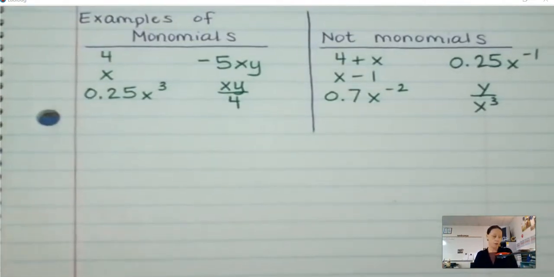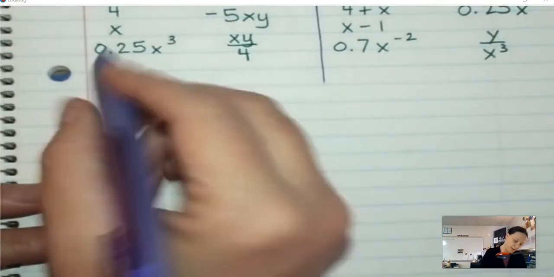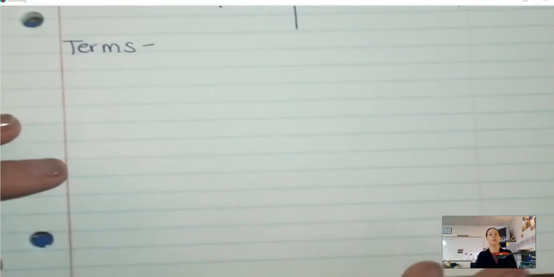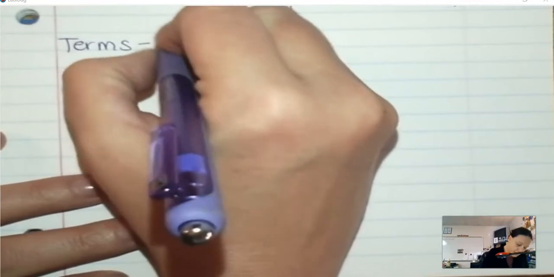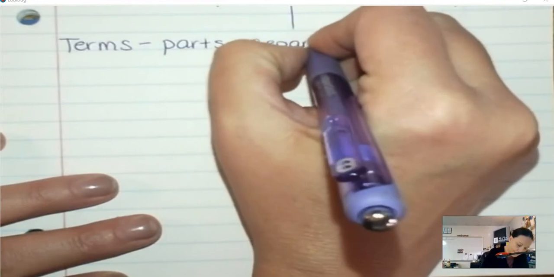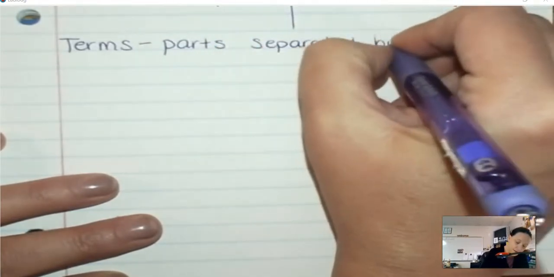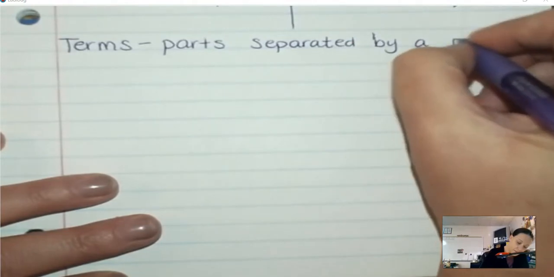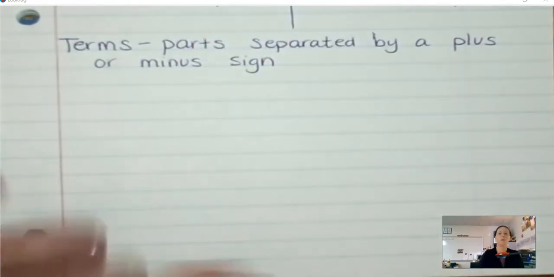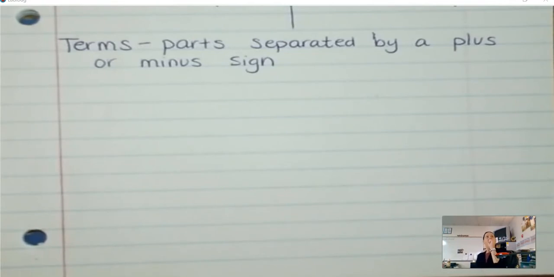Okay, the next vocabulary word is term. And we've done terms before, so this should just kind of be a review. Terms are your parts that are separated by a plus or minus sign.